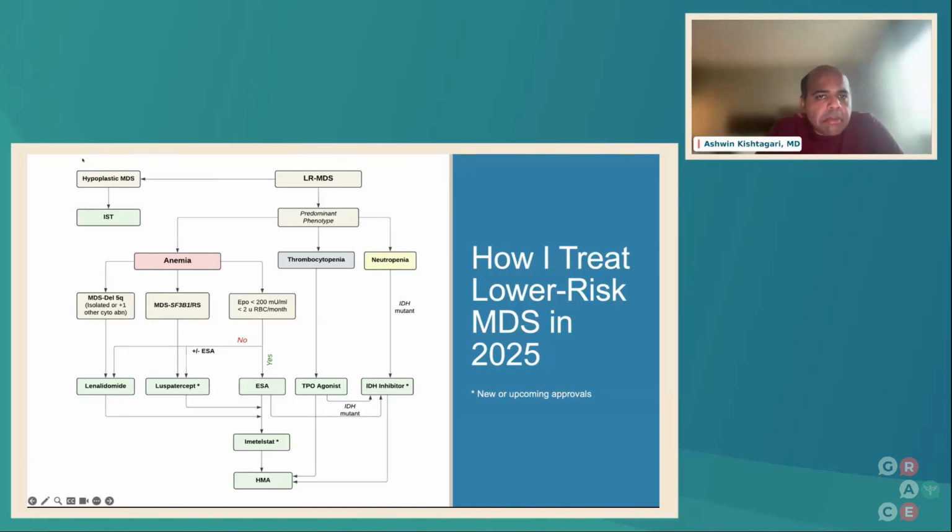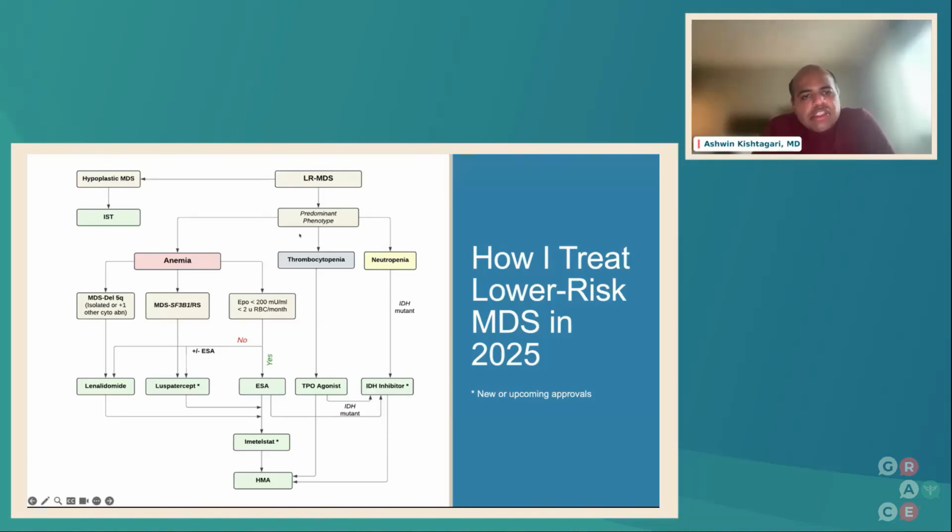There is one minor subgroup of low risk MDS patients called hypoplastic MDS. These are the patients who tend to have cytopenias, and their bone marrow is also what we call hypocellular, meaning fewer cells in the bone marrow. They tend to respond to immunosuppressive therapy.